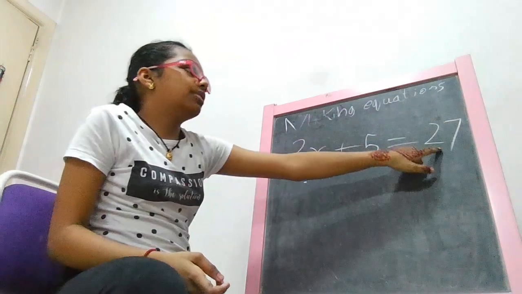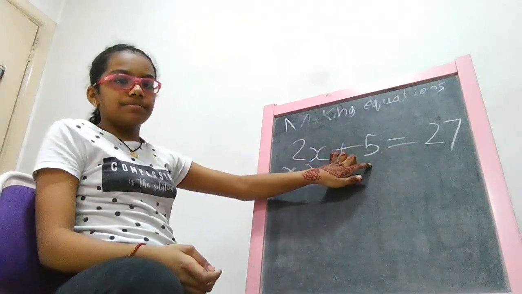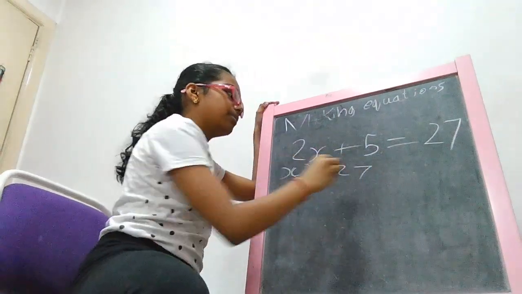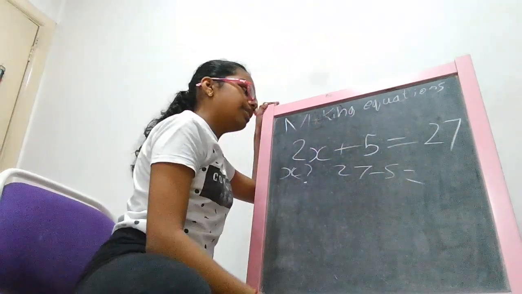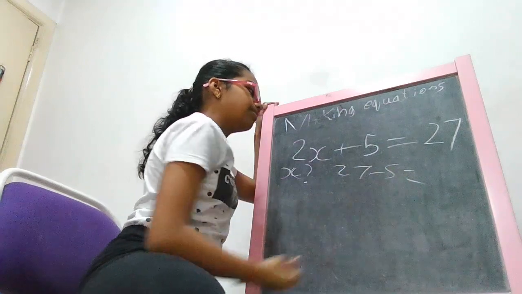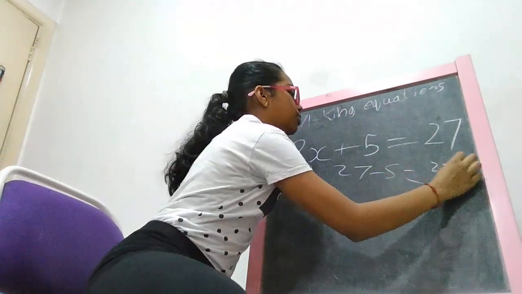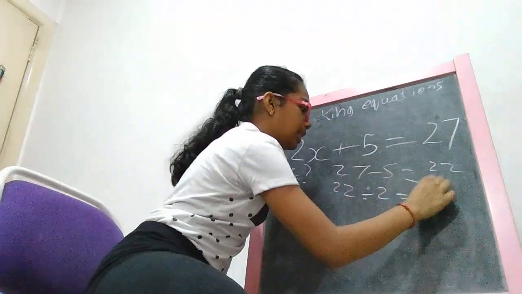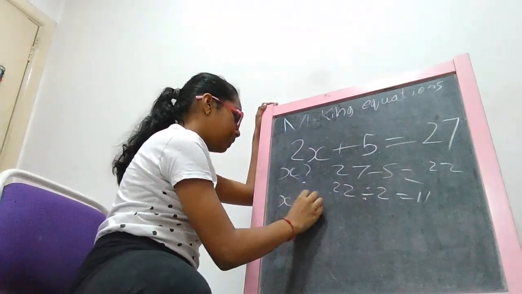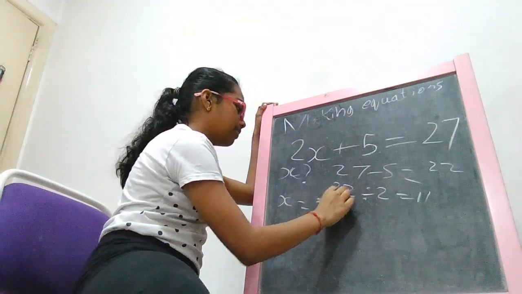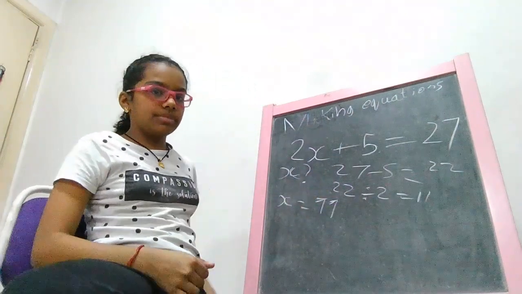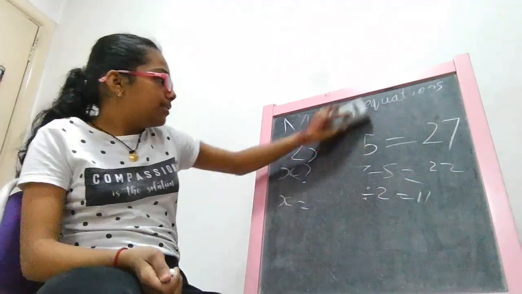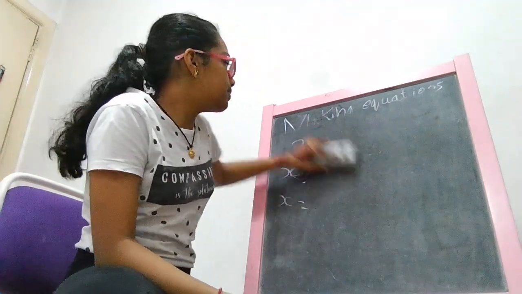So first over here, what are we supposed to do? 27 minus 5 will be equal to 22. 22 divided by 2 is equal to 11. X is equal to 11. Ignore it if it looks like 77. Okay, but it's 11, the answer.